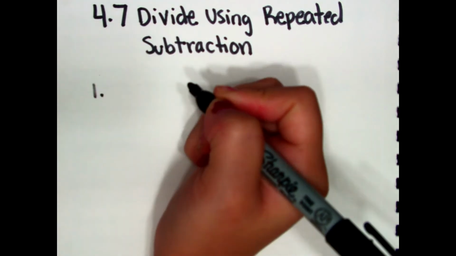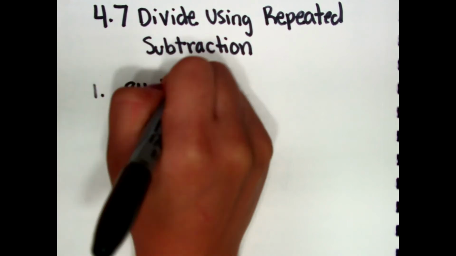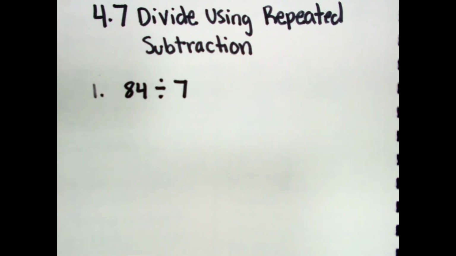We have the numbers 84 divided by 7. I could choose to draw 7 groups and split up 84 dots in those 7 groups, but that's just going to take me a really long time. The next best method is going to be to divide using repeated subtraction. This is good for those of us who have a harder time multiplying and are really good with addition and subtraction. So the first step that you're going to want to do is rewrite the problem.